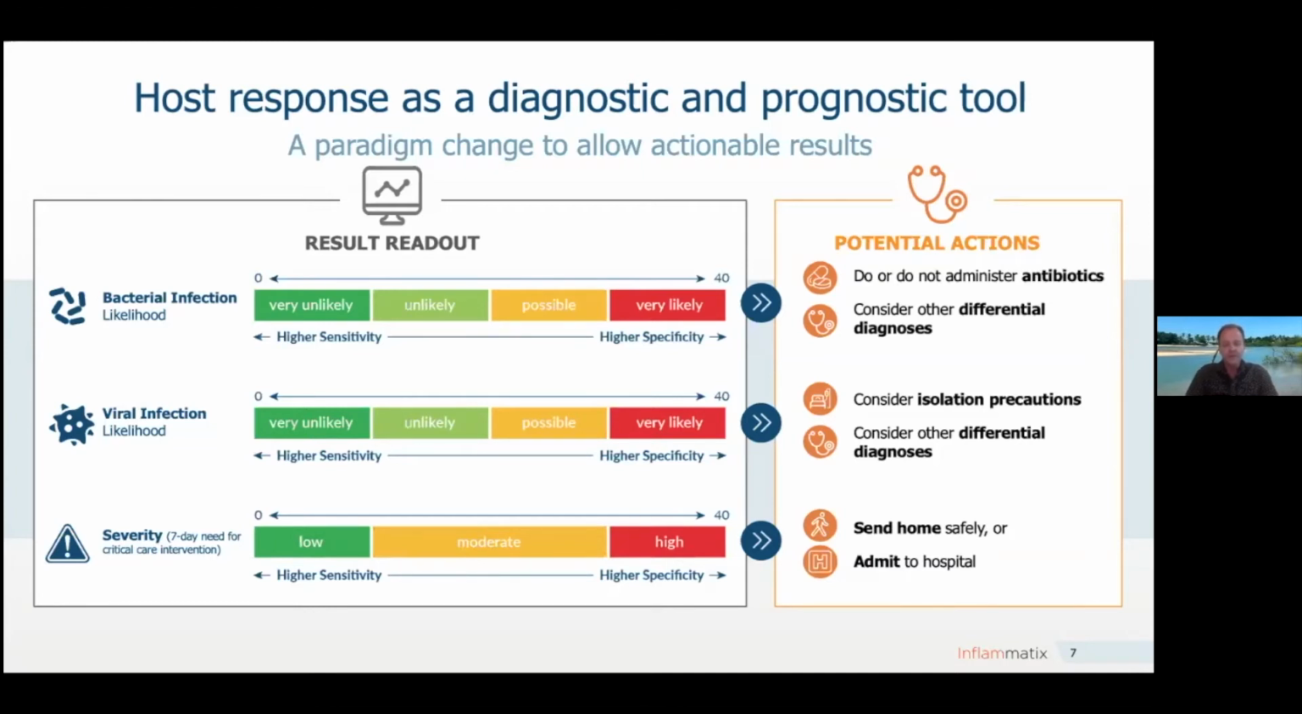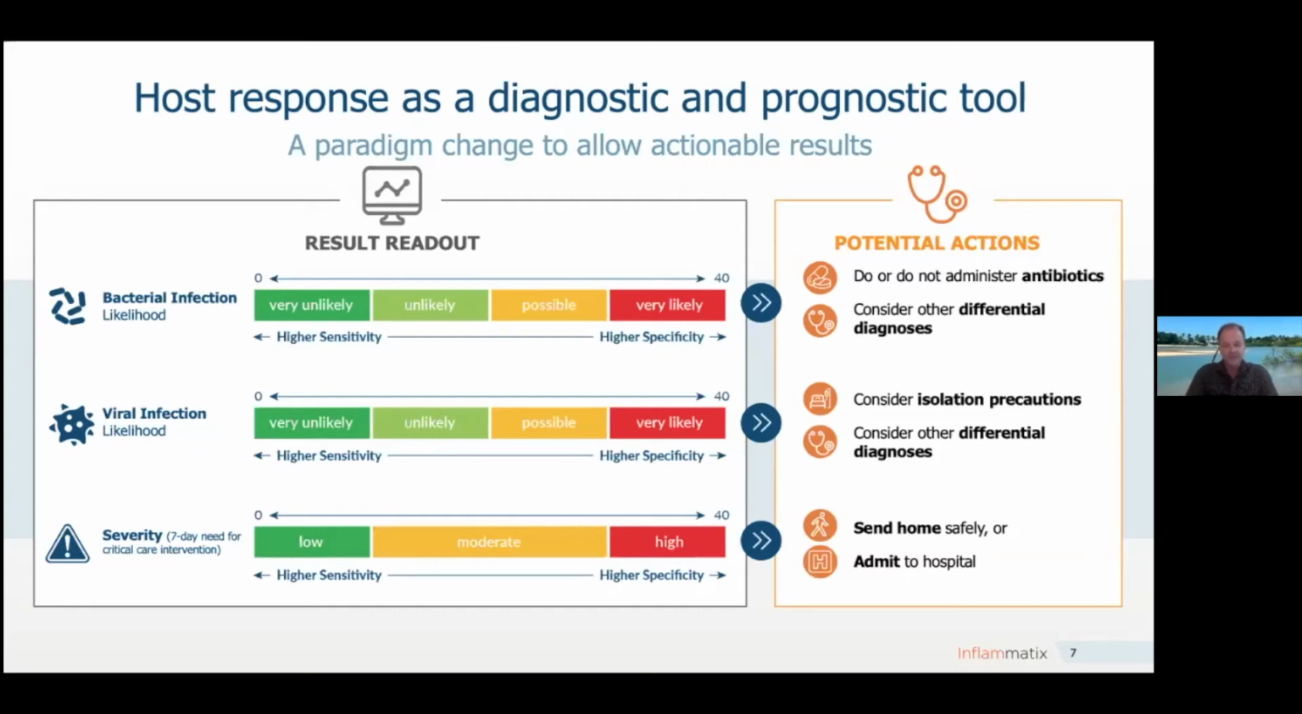What you would ask for in an ideal world when you see a patient is, what is the likelihood of a bacterial infection? What is the likelihood of a viral infection? And what is the severity of the condition? And we're thinking about 7-day need for critical care interventions as a readout.